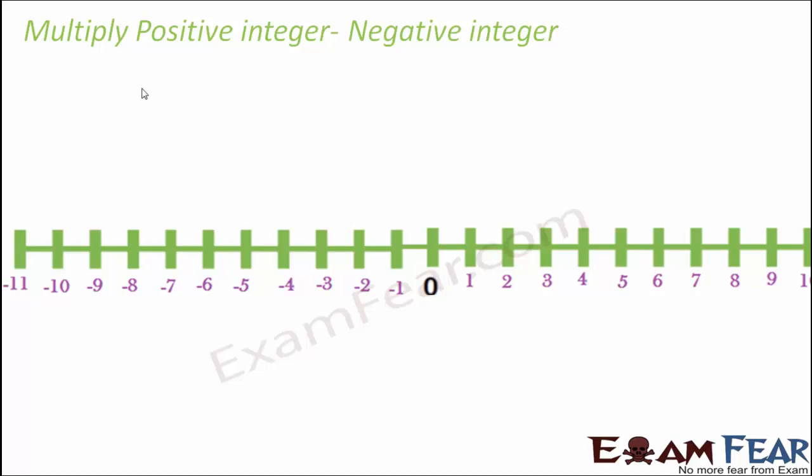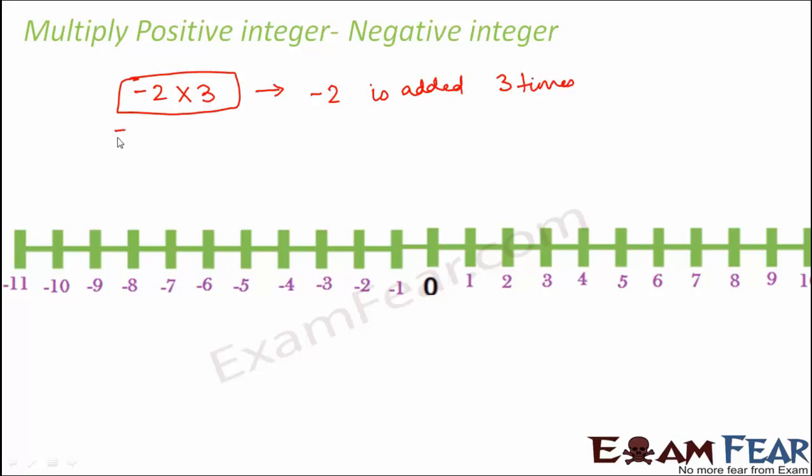Now let us take an example. Let us say that you want to multiply minus 2 multiplied by 3. Now can you tell me what this means? What does multiplication exactly mean? This basically means that minus 2 is added 3 times. So we can say that minus 2 into 3 is the same as minus 2 plus minus 2 plus minus 2. So they are the same thing.